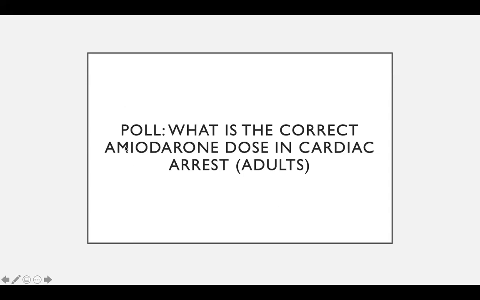So most of you said 300 milligrams, which is the correct answer. You will note on the next slide, so after the 5th shock, you can give a further dose of amiodarone 150 milligrams, but the correct dose for the initial bolus of amiodarone is 300 milligrams.